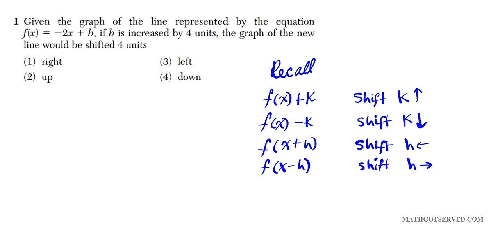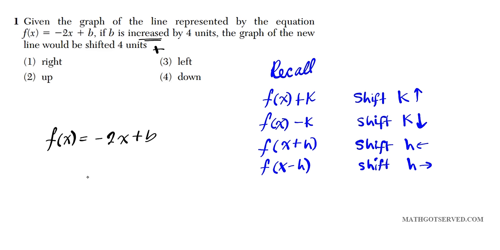All right, let's see if we can use these 4 cases to answer this question. So originally we have f of x equals negative 2x plus b. The question is, if it's increased, increment means you're adding, right? So if it's increased by 4, we're adding 4 to negative 2x plus b. How would that impact the graph?